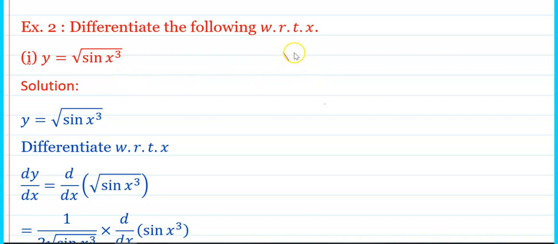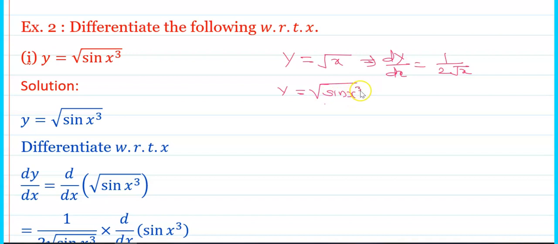Again, what type of function is this? y is equal to, first, root x. Then its derivative is dy by dx equals 1 upon 2 root x. But here it's other than x. What is that other than x? y is equal to root of sine of x cube. Then its derivative is dy by dx equals, first, 1 upon 2 times root x.